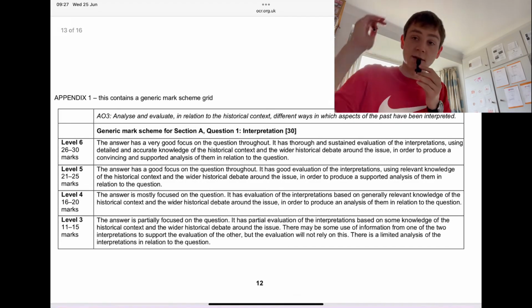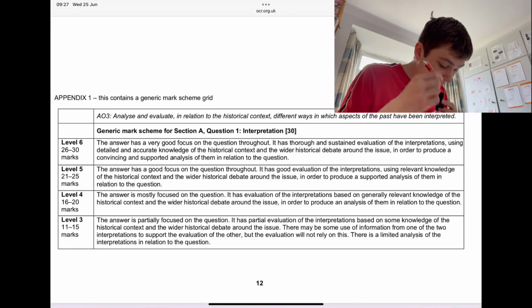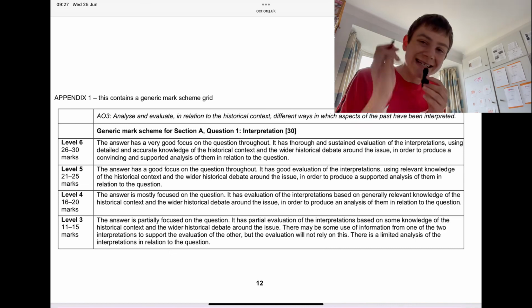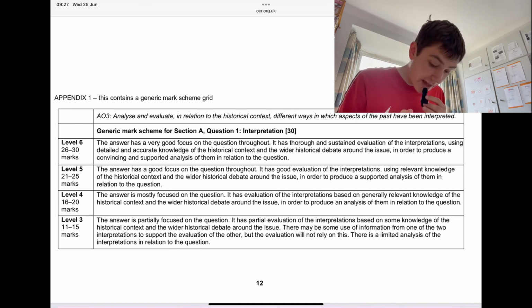So to get level 6, an A-star level answer, 26 to 30 marks, like 90-95%, the answers are very good, focused on the question throughout. It is a thorough and sustained evaluation of the interpretation, using detailed and accurate knowledge of the historical context and wider historical debate, that's also knowledge around the issue. It will use a convincing and supported narrative in relation to the question.